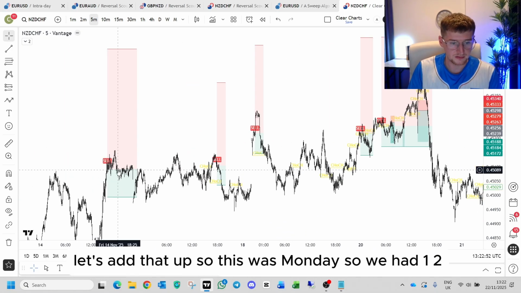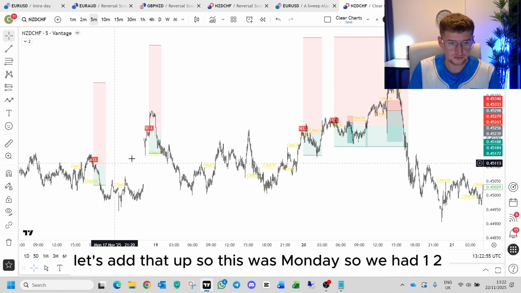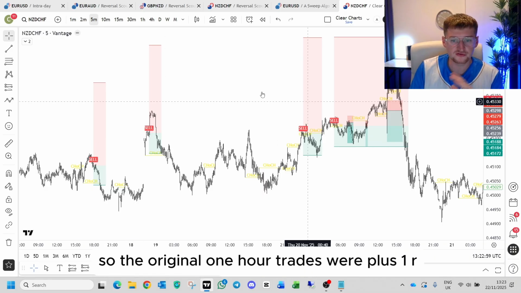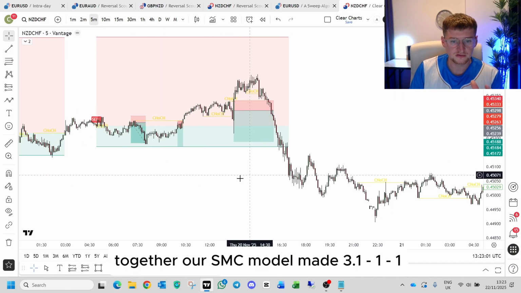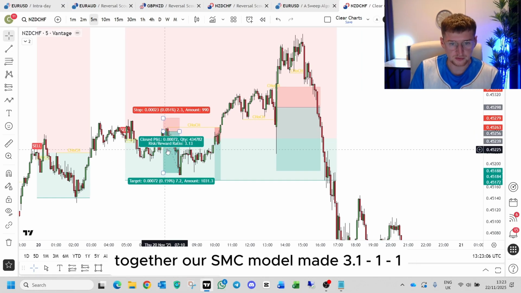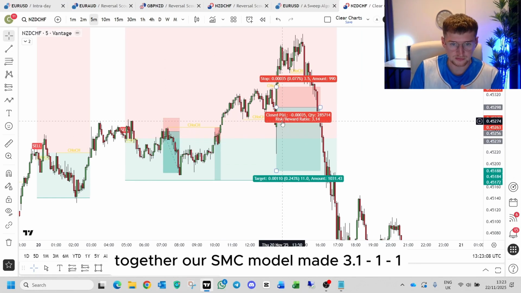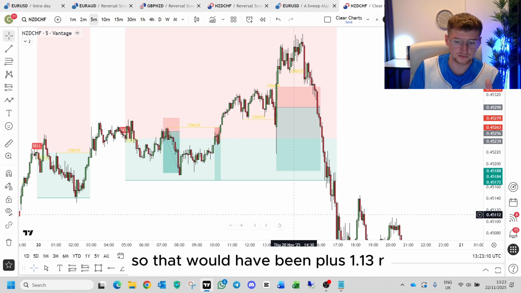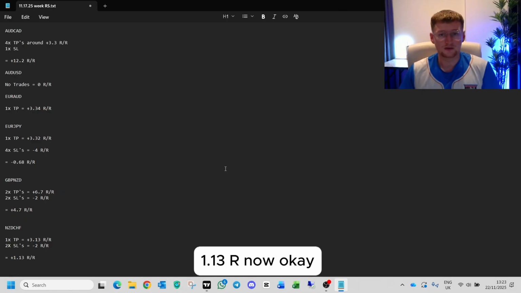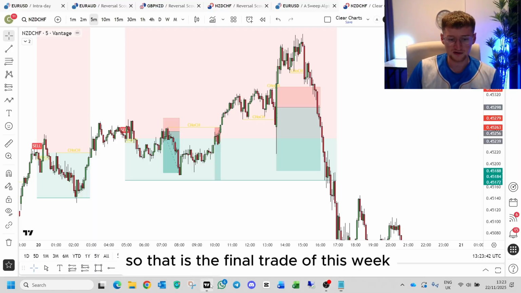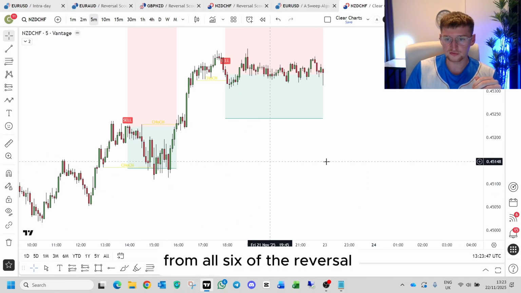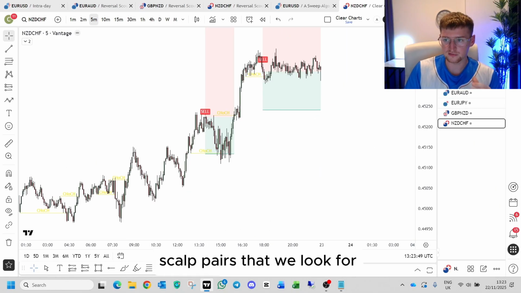Let's add that up. So this was Monday, so we had 1, 2, 3, 4 trades, 0.25R. So the original 1 hour trades were plus 1R together. Our SMC model made 3.1 minus 1 minus 1. So that would have been plus 1.13R. Now, okay, so that is the final trade of this week, which we've analysed, just like that, from all 6 of the reversal scalp pairs that we look for.